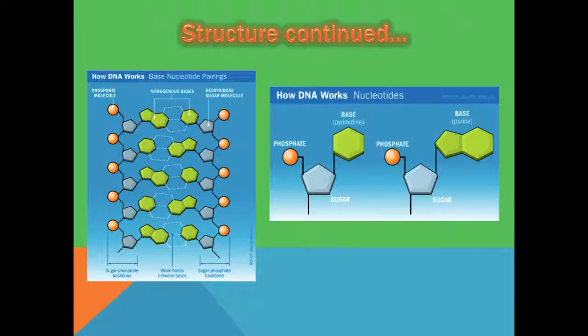And this is more examples of how the structure is all together and how the deoxyribose sugar molecule holds the sugar phosphate backbone and the nitrogenous bases all together to form one DNA molecule. And on the right it shows what a purine and pyrimidine are, how they are shaped.